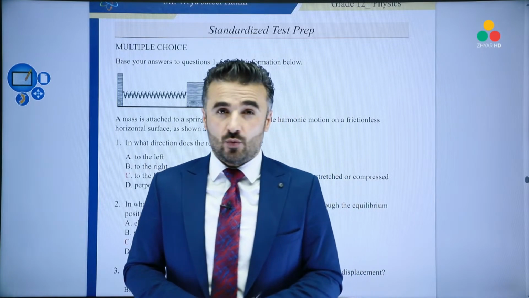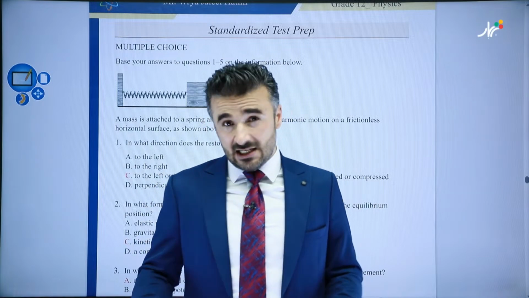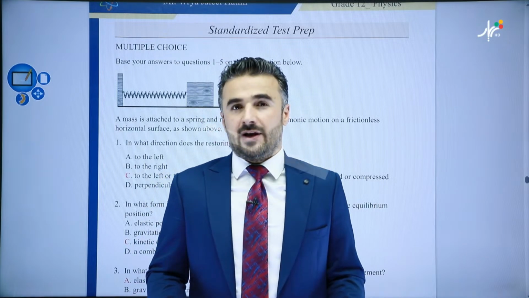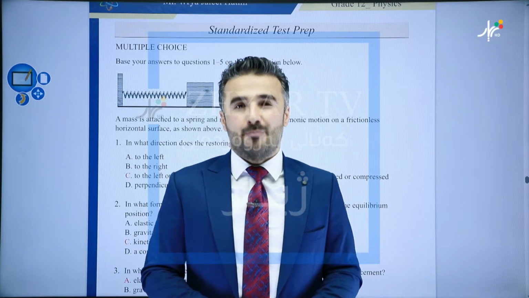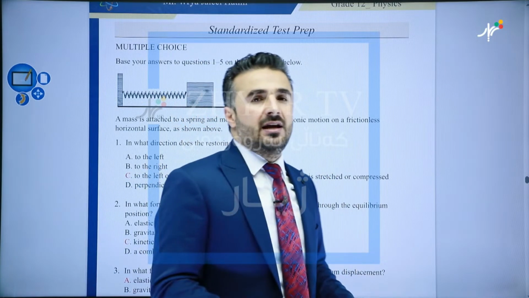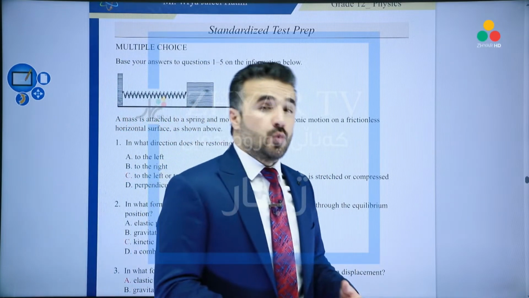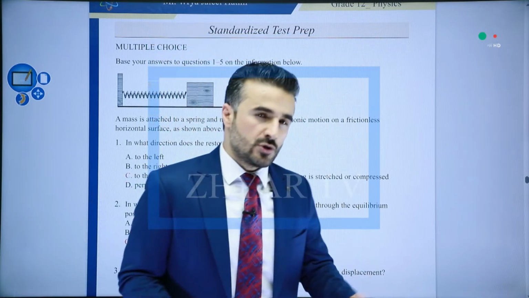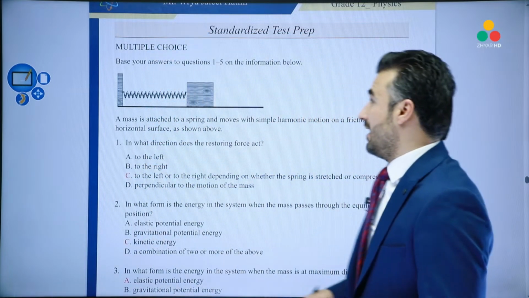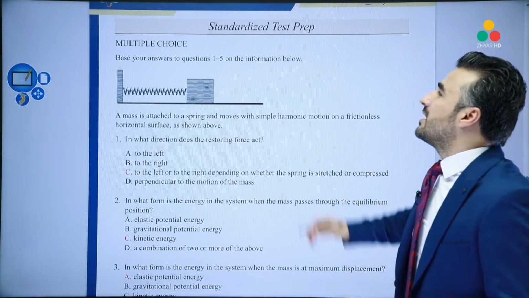We said a node is a point on a standing wave where the displacement is zero, yeah? And then an antinode is a point on a standing wave where the displacement is maximum, yeah? And of course, we said in a standing wave, the amplitude is twice the displacement of the individual waves. And of course, we gave some examples and all that. And then we ended up at this point here, yeah?